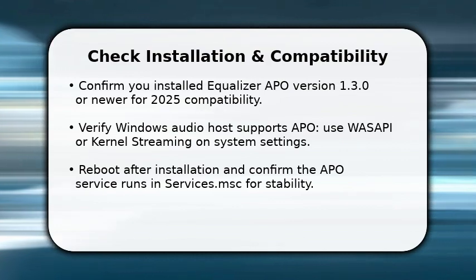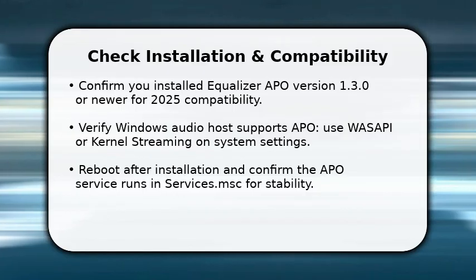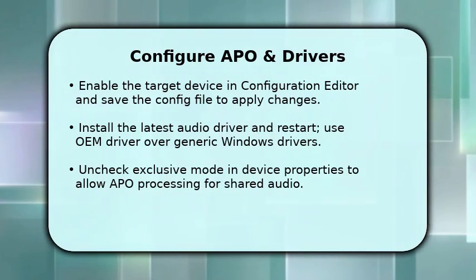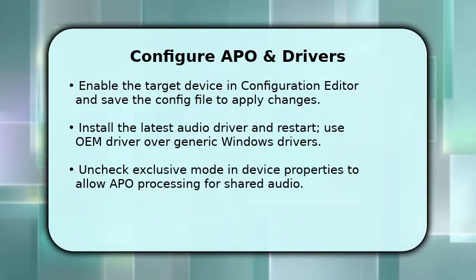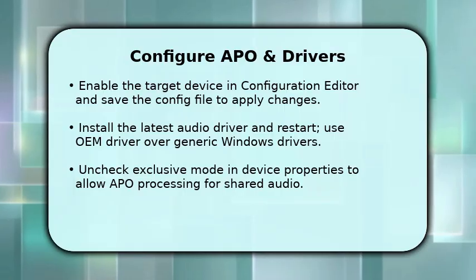Also check that your audio device is listed in the configuration editor as enabled. If the device is missing, the installation or driver security policy likely blocked APO. Open the configuration editor and enable the target device, then save the config file to apply changes.